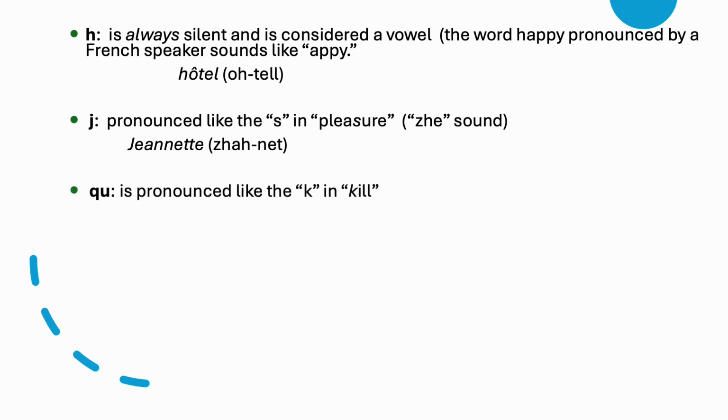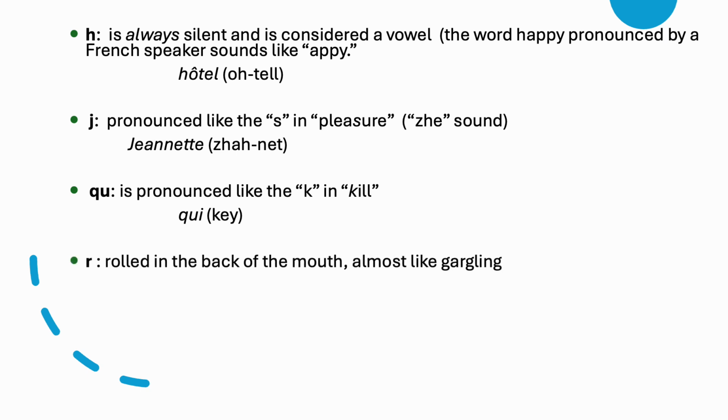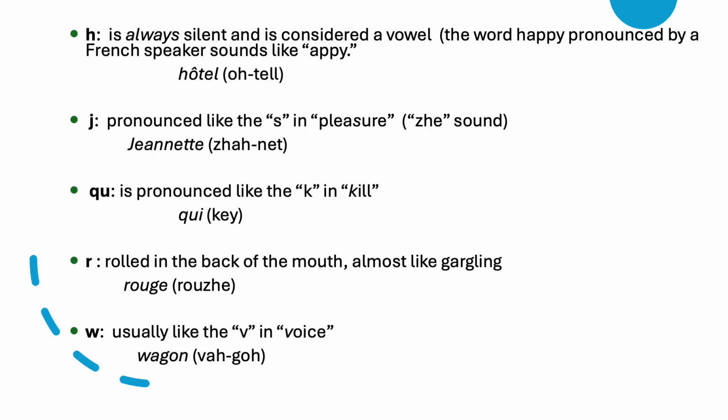Qu is pronounced like the K in kill. Qui, because remember, QU is K and I is E, so K-E, qui. R is rolled in the back of the mouth, almost like gargling, but without sound. Let the air come through. Air, air. Rouge, rouge. W is usually like the V in voice. Wagon, wagon.